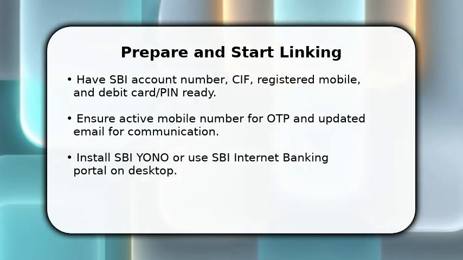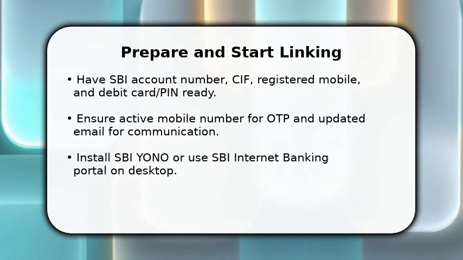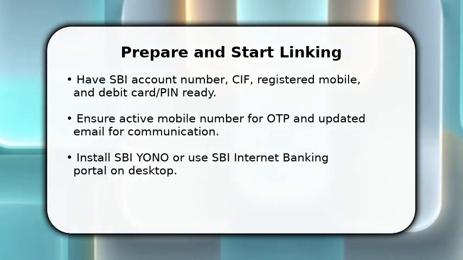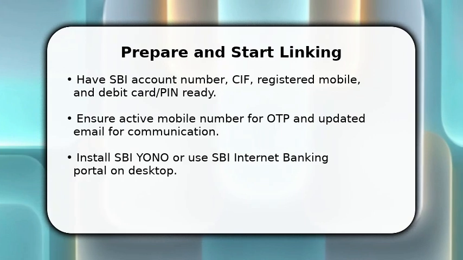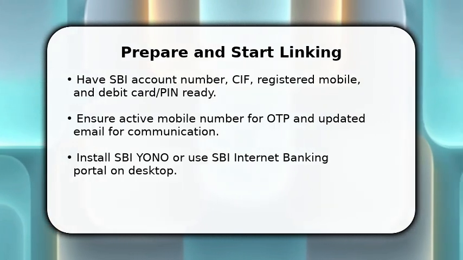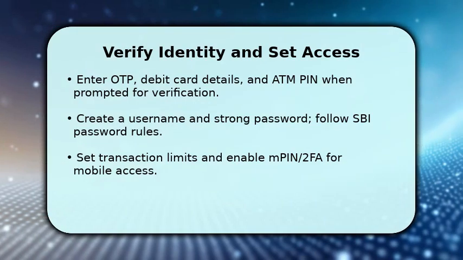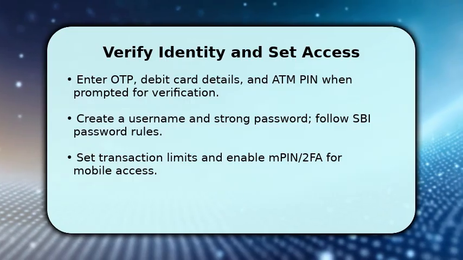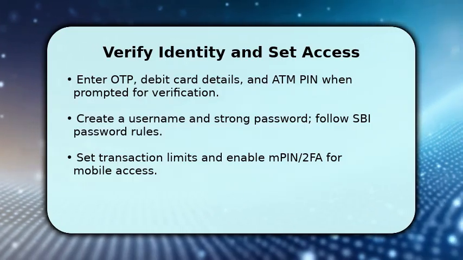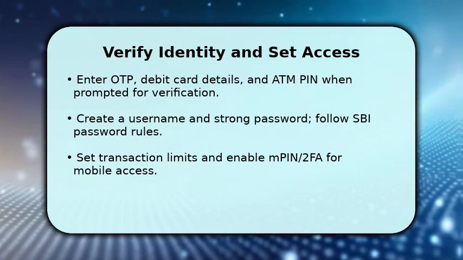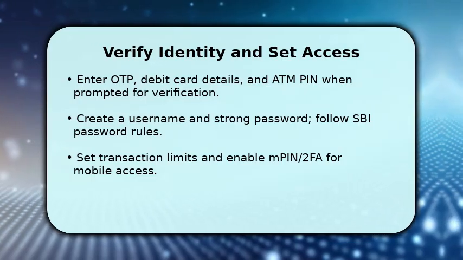Mistakes will block linking. You will be prompted to verify with an OTP sent to your registered mobile. Make sure your phone has signal and can receive SMS before proceeding. Next, verify your identity. Input the OTP, and if asked, confirm debit card number plus ATM PIN to authenticate ownership.